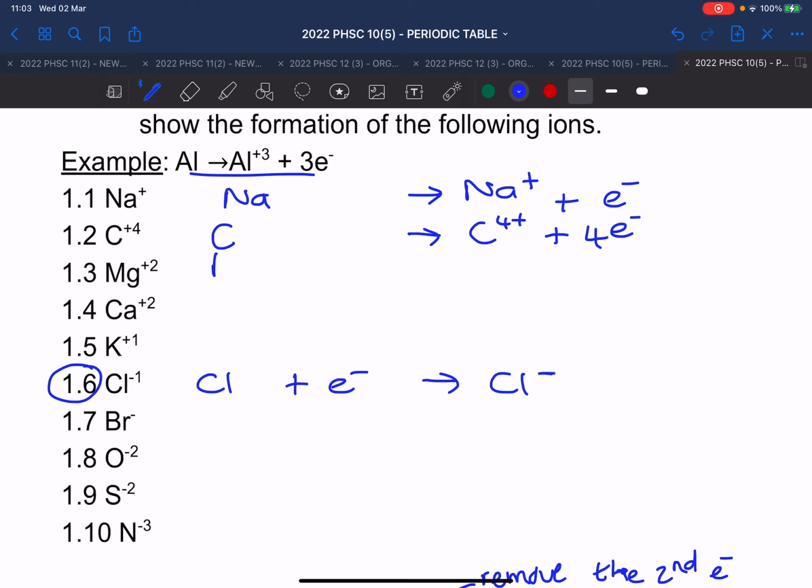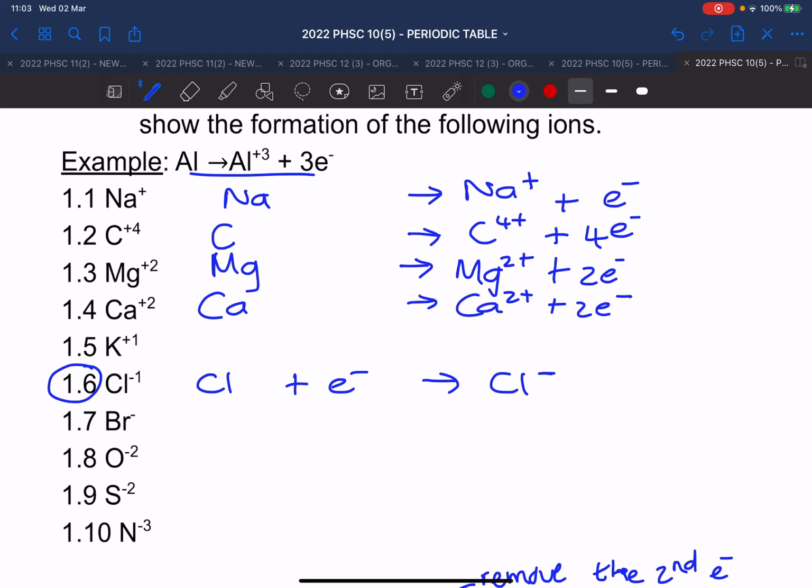Okay, the next one, magnesium to magnesium 2+. How does that happen? It gives away 2 electrons. Calcium must go to calcium 2+. How does it do that? 2 electrons. Potassium to potassium 1+ gives away 1 electron.